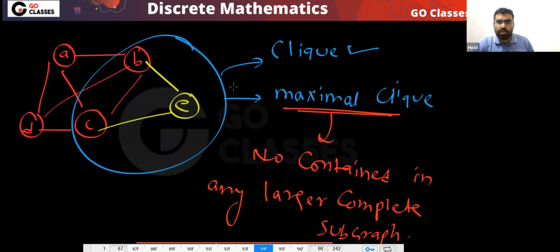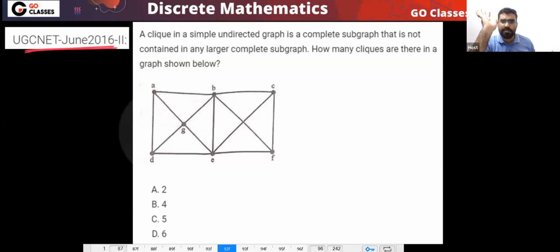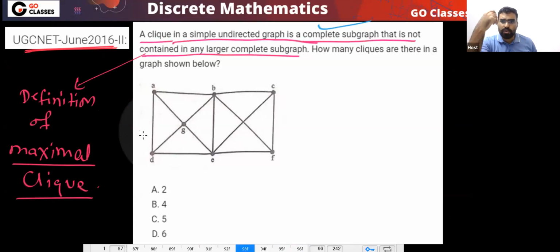But you can notice this is a clique also, and a maximal clique also, because this is not contained in another larger complete subgraph. Yes or no? This is not contained in any larger complete subgraph. So is this question clear? Please tell me. From the question you have to understand.